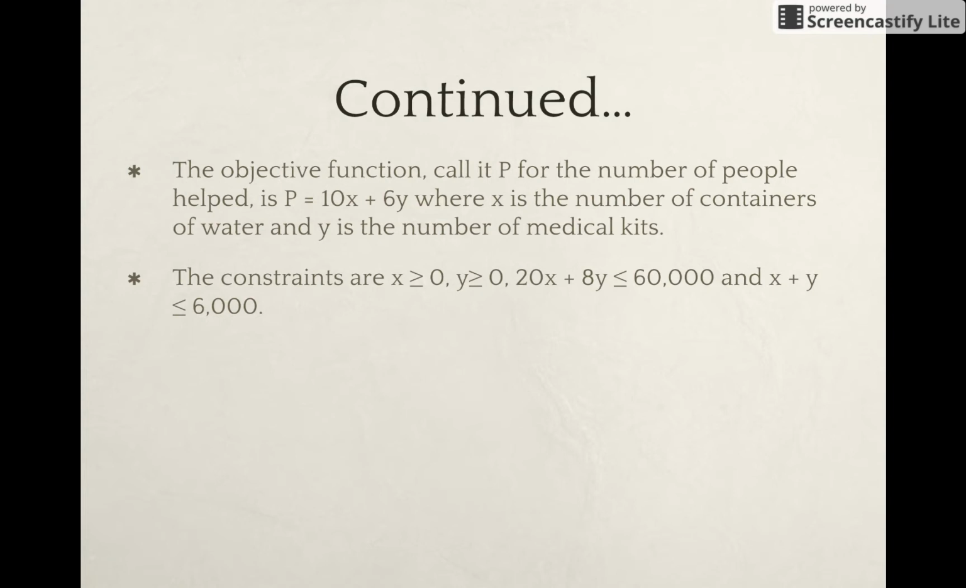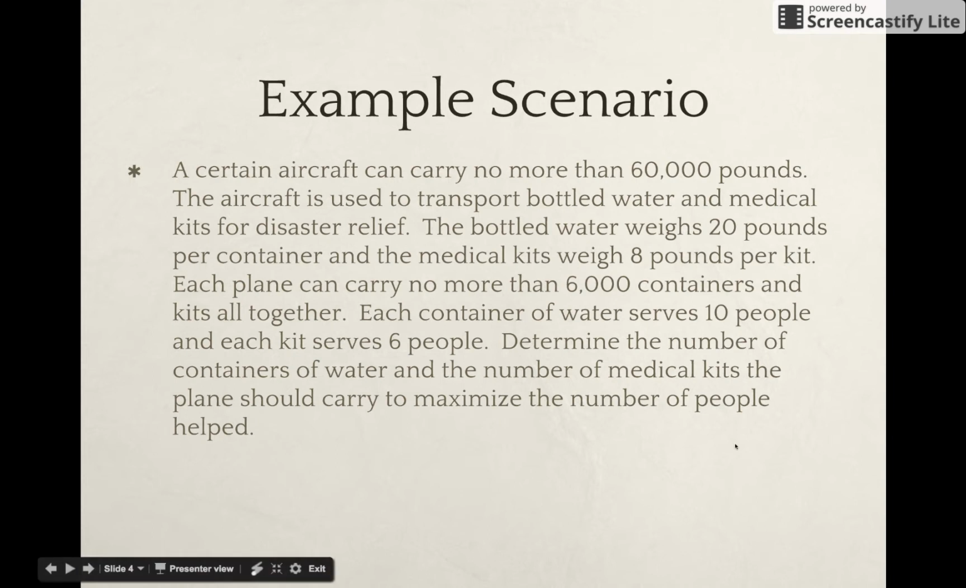Our other constraints are 20x plus 8y is less than or equal to 60,000. That has to do with the amount of weight that the plane can carry. I'm going to toggle back just to remind us of that. Our aircraft can carry no more than 60,000 pounds, so less than or equal to 60,000. And the weight comes from the bottled water, which is 20 pounds, and the medical kits, which are 8 pounds.